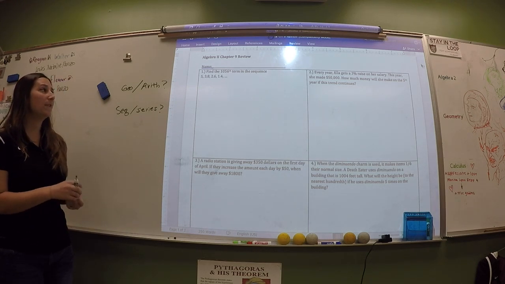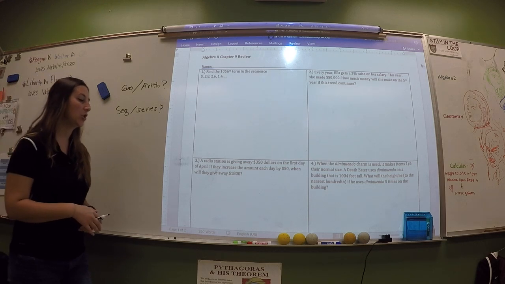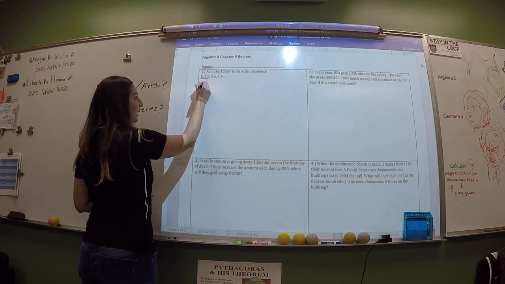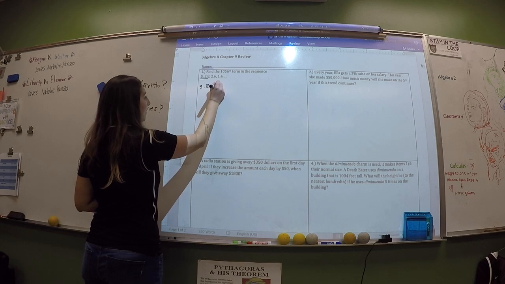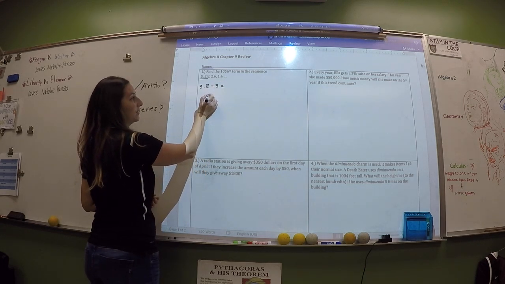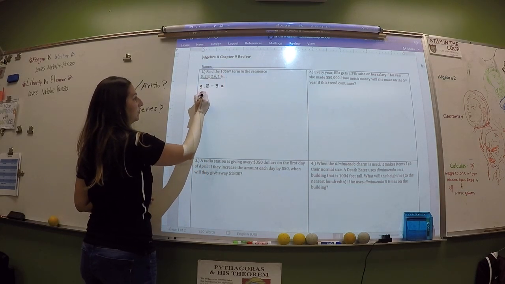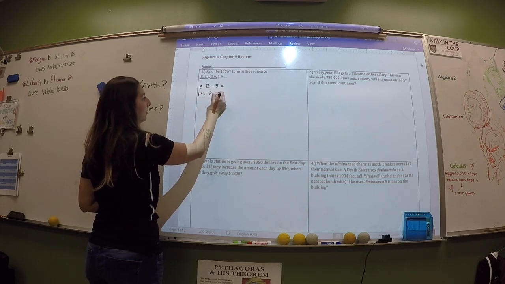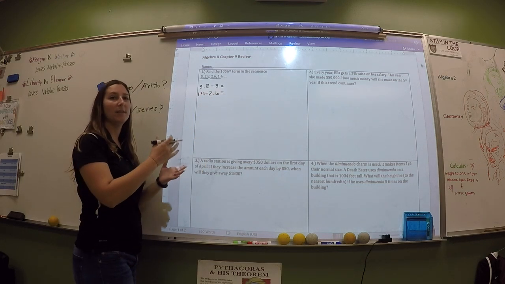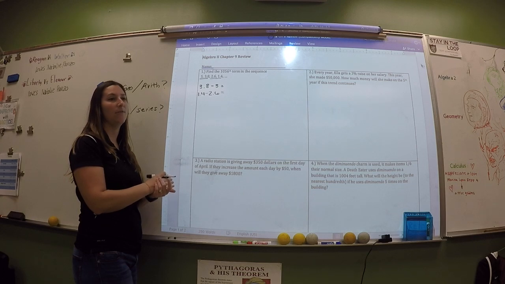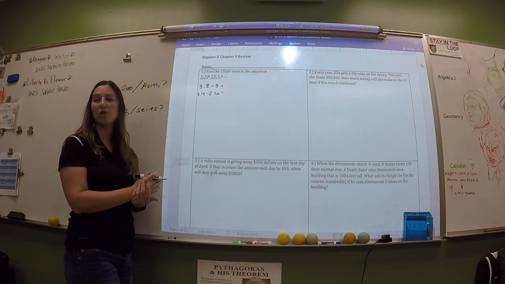So to determine if it's arithmetic or geometric, you're going to take two consecutive terms and subtract them. And then you'll take another two consecutive terms. It could be any two. And you're going to subtract them. If you get the same number, then it's arithmetic. If you get different numbers, you can assume it's geometric.